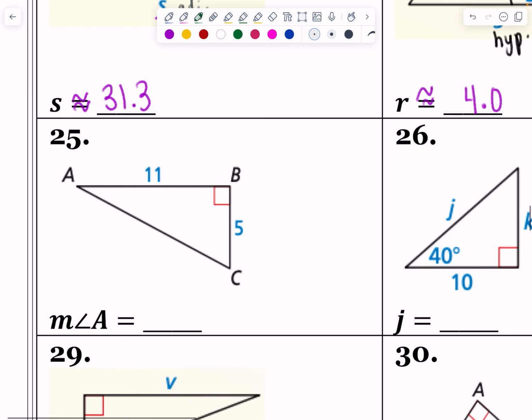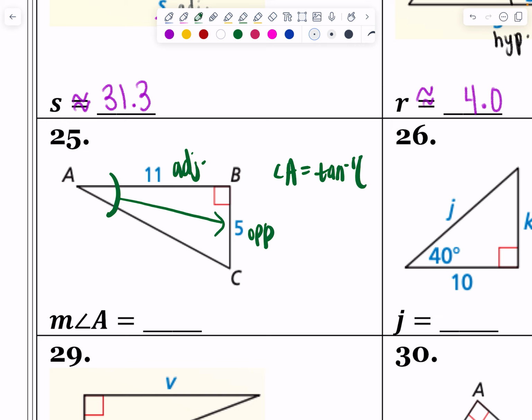Let's go again from angle A, inverse trig. From angle A, 5 is my opposite, 11 is my adjacent. So angle A is going to be equal to some inverse tangent. Inverse tangent of opposite 5 over adjacent 11. So second tan, 5 divided by 11 is going to give me about 24 degrees when I round it to the nearest whole, which does make sense as an answer. That is an acute angle.